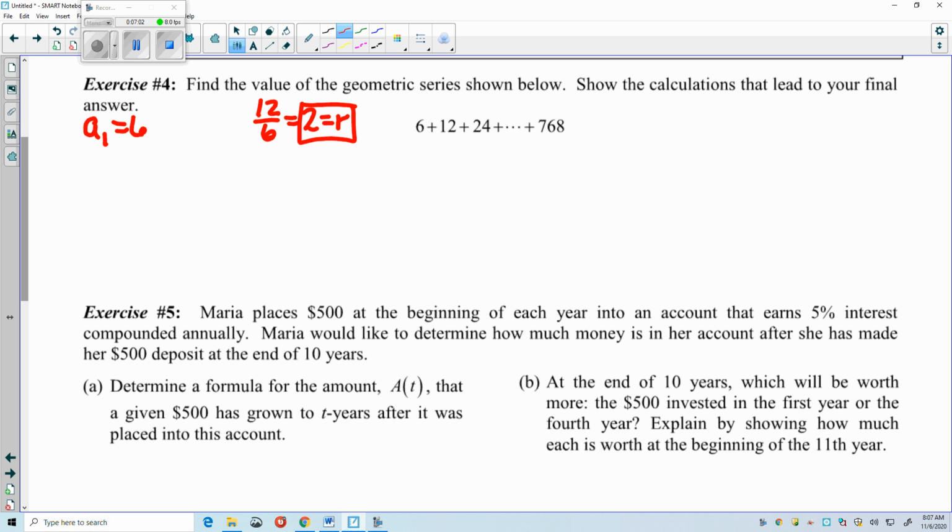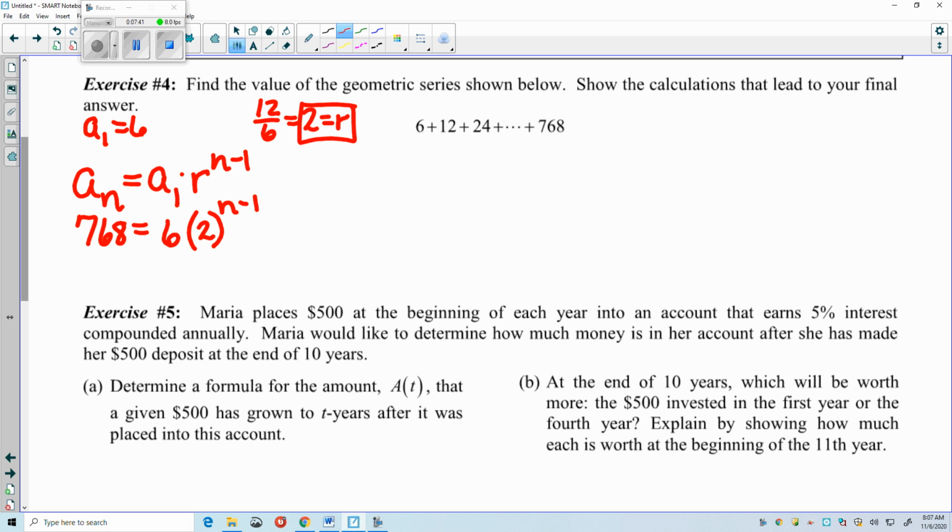Well, we're going to go back to the formulas that we had from a few previous lessons. The formula that we used was a sub n is equal to a sub 1 times r to the n minus 1. That was your explicit formula for a geometric sequence. So notice we have everything really that we need there. I know my last term, I don't know what n is, but I know my last term is 768. I know my first term is 6. I know the ratio is 2. And then, again, I don't know what n is, so we're going to have to solve for n.